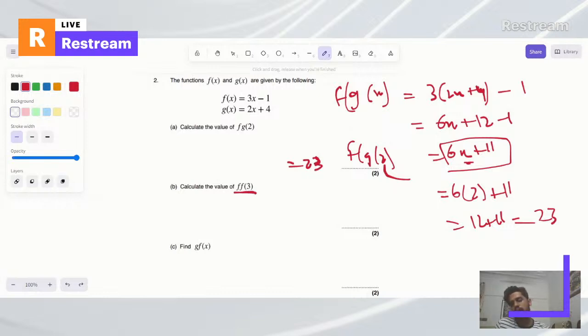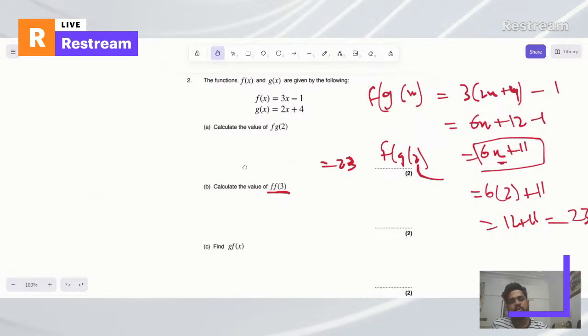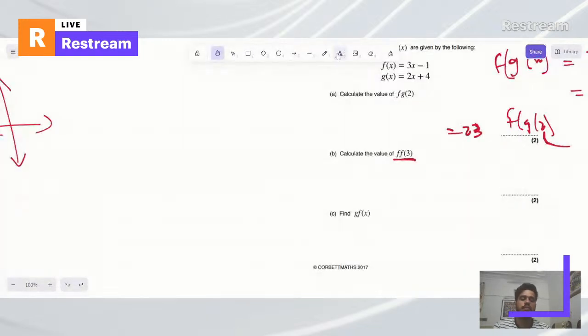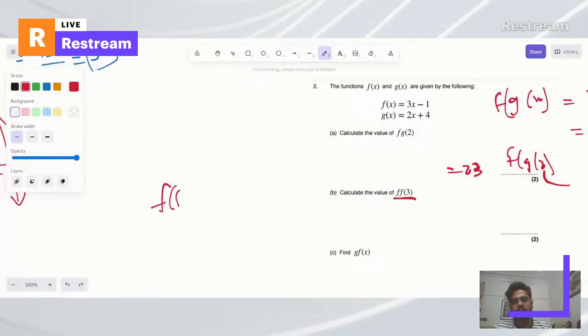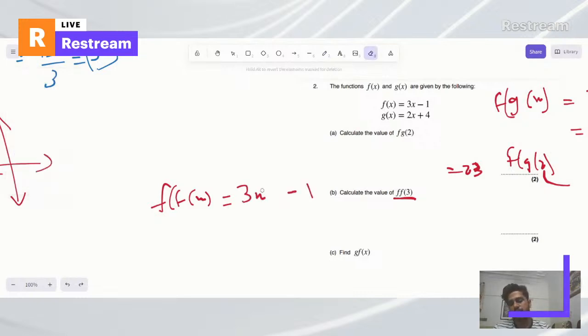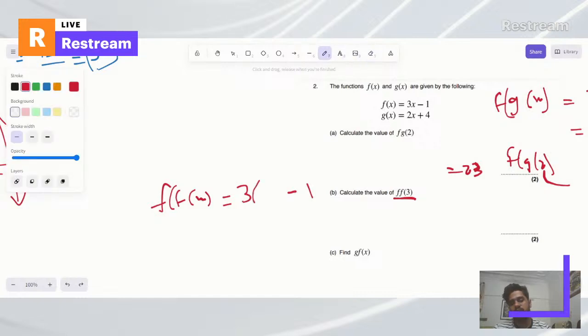Now let's try ff3, right? So now what we need to do is, first we need to find out the composite function ff. If I have a function of f inside a function of f, what am I going to do? First I'm going to write the function of f, which is 3x minus 1, and now instead of x, I'm going to substitute another function of f, which is 3x minus 1 again. So 3 times 3 becomes 9x, and then 3 times negative 1 becomes negative 3, and now minus 1. So the final answer would be 9x minus 4.